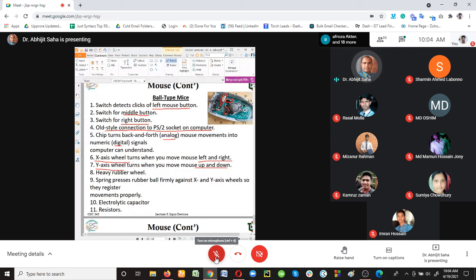And number 10, there are some capacitors. Some capacitors are there on the board, as well as some resistors on the board. So these are the inside components we are trying to identify here.